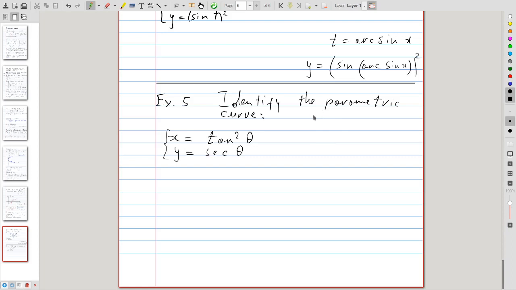And let's say theta is between minus pi over 2 and pi over 2. So here we no longer use the letter t for our parameter. Of course, as I mentioned, we are free to use any letter we like for the parameter in the parametric curve. And we prescribe this specific range to the parameter.